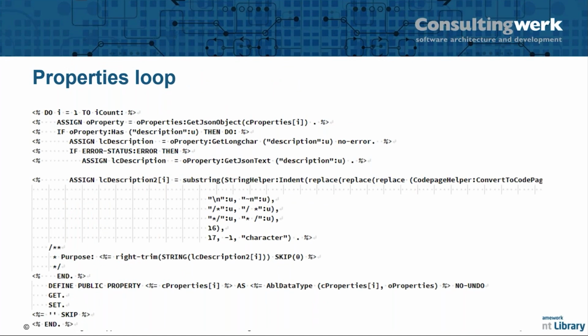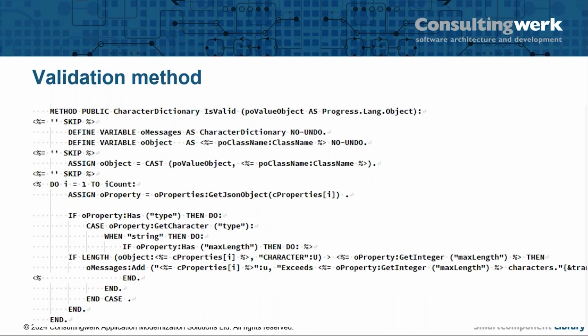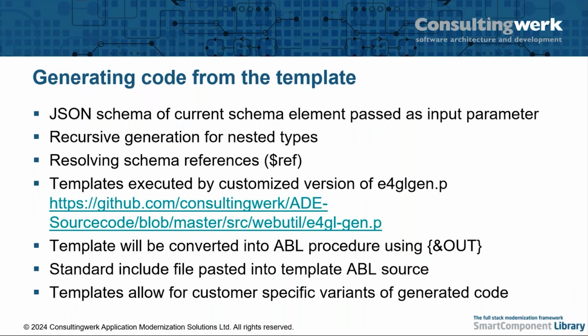If you look at the property definition, you see there's a loop over all the properties. Based on that, we put the define public property statements into our parameter types, and that's how we generate all that. We generate the validation there too, based on max length or required attributes in the Swagger document. The input for the template is the portion of the Swagger file for the current schema element. We recursively generate the nested types.